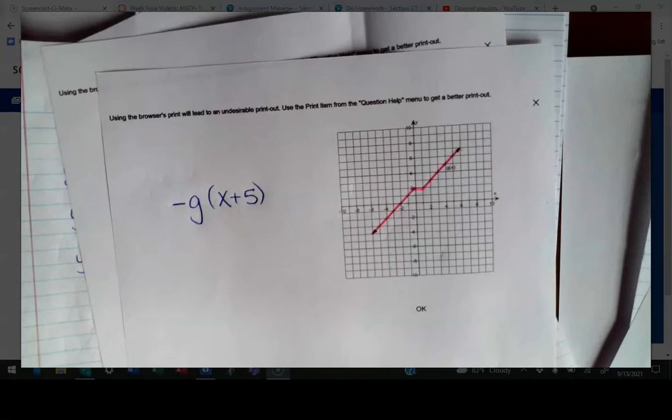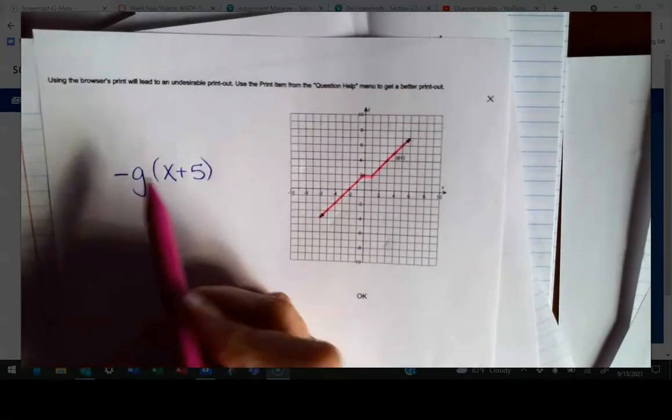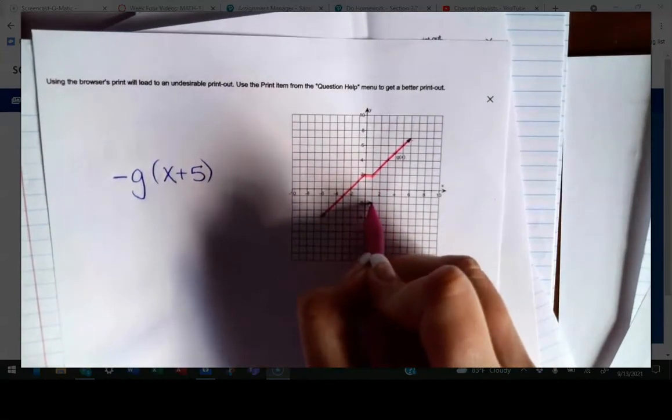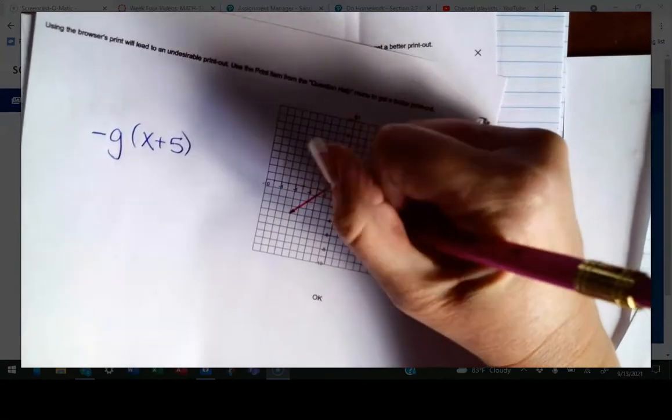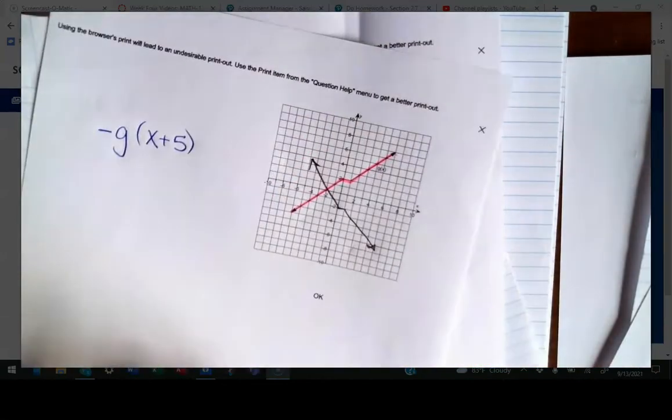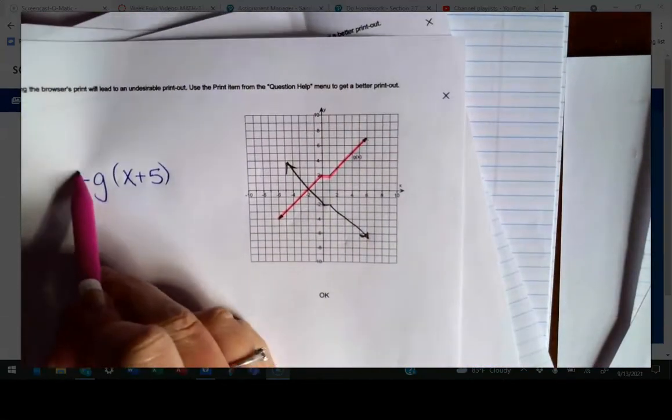But I'm going to go ahead and flip it. This negative tells me to flip it across the axis. So instead of going up 2, I'm going to go down 2. And then I would do a reflection. So that's going to go this way, and that's going to go this way. Okay, so that's this part.